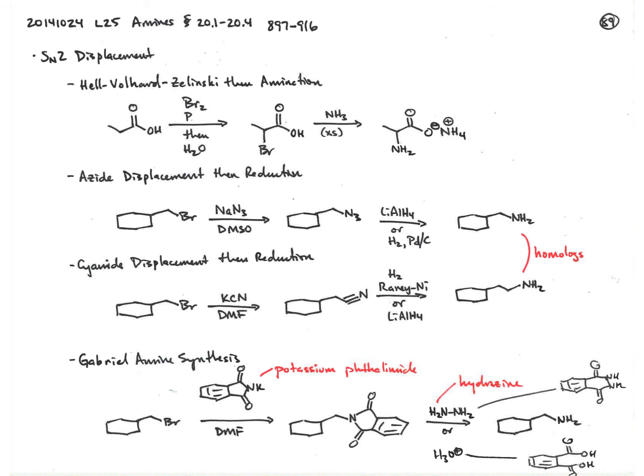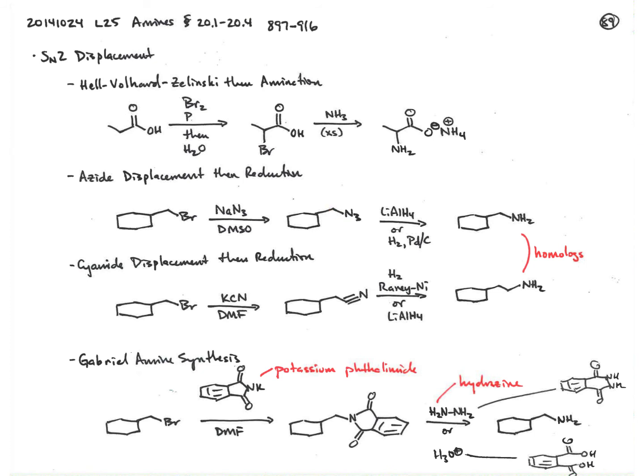So another way to introduce nitrogen into a molecule is through azide displacement and then reduction. So here we have a primary bromide. We know that bromine's a good leaving group. We have sodium azide in DMSO, dimethyl sulfoxide, so a polar aprotic solvent. Azide is the nucleophile. It displaces the bromine. We get the azide.